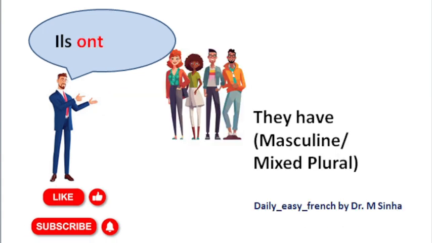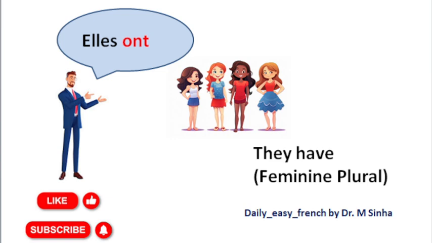When you want to say they have, in a group of masculine or mixed plural, you say ils ont. Ils ont. Again, ils ont. Very good. When you want to say they have for a group of feminine plural, you say elles ont. Elles ont. Very good.